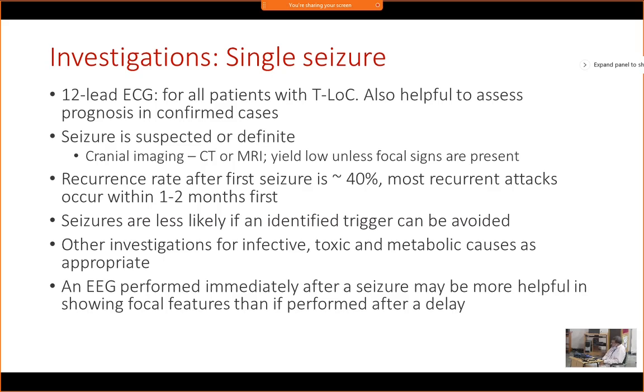The other investigations that you have to do are for infective causes, for toxic and metabolic causes, as appropriate. Infective causes like central nervous system infection, we'll come to that a little bit later, toxic and also metabolic abnormalities. In all these individuals, immediately after a seizure, an EEG should be performed. If the EEG shows focal abnormalities, the chances of it being a seizure is very high. And if it is normal, you can go either way. It could have been a seizure or it is not a seizure. But getting a positive finding in an EEG will go in favor of a seizure and epilepsy.